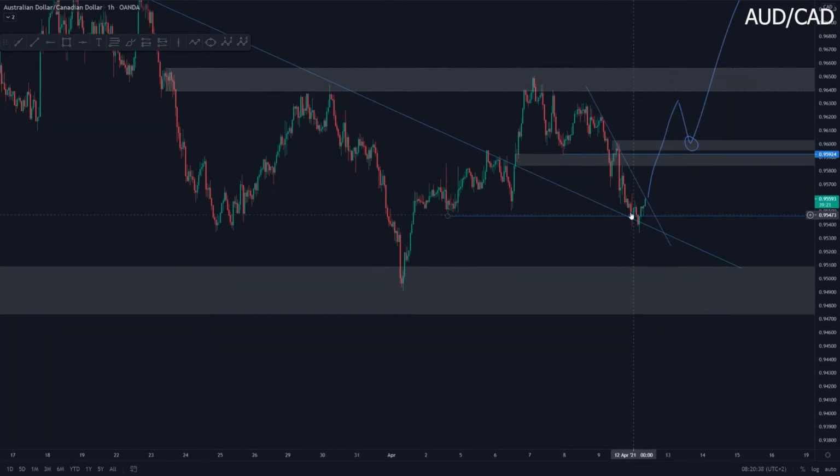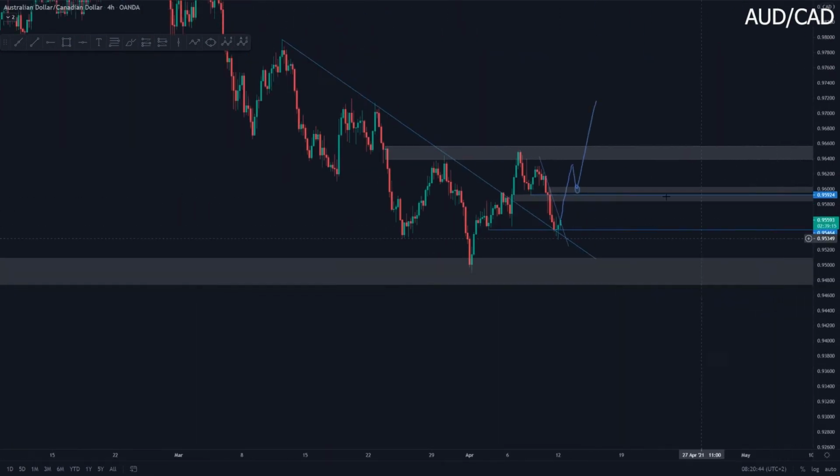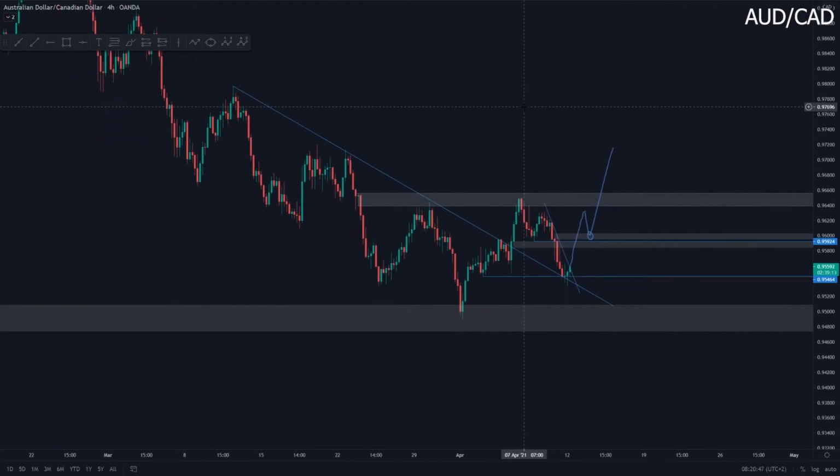We could see more downside, however, there's just too much in favor of more upside, hence why I will not personally be looking for any shorts at the moment. So with AUDCAD discussed, let's head over to Aussie Yen.